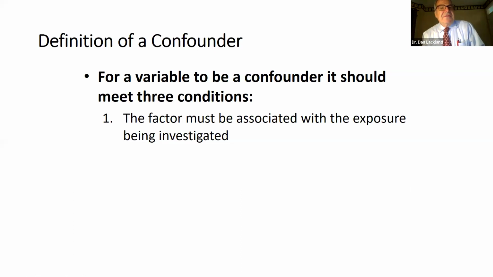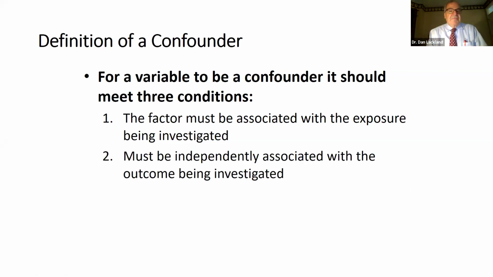Let's look at the definition of what a confounder is. If a factor in a particular study is going to be a confounder, it needs to meet three very important conditions. The first is that the factor must be associated with the exposure that's being investigated. The second is it must be independently associated with the outcome being investigated. It's not a step moving from one condition to the other. It's totally independent, but it is a separate association.